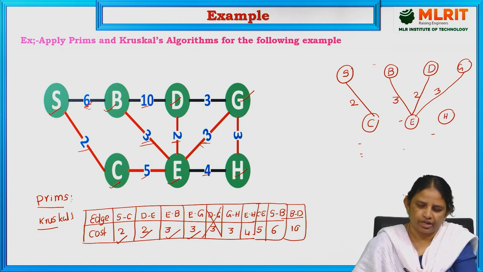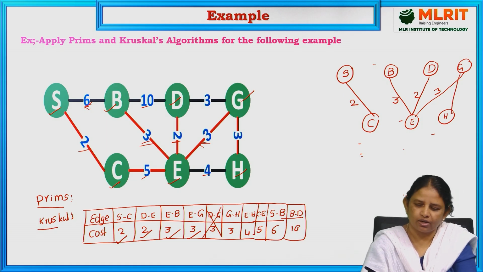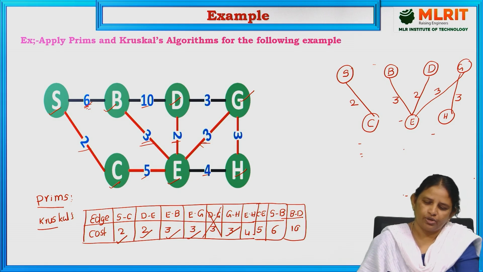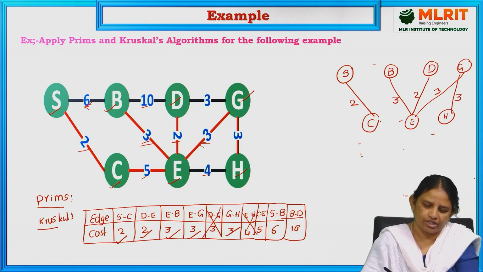Next G to H. Does not create any cycle. Include it in the spanning tree. Total cost is 3. E to H. Forms the cycle. Don't include it in the spanning tree. C to E. Does not create any cycle. Cost is 5. S to B creates a cycle, don't include it. B to D also creates a cycle, don't include it.